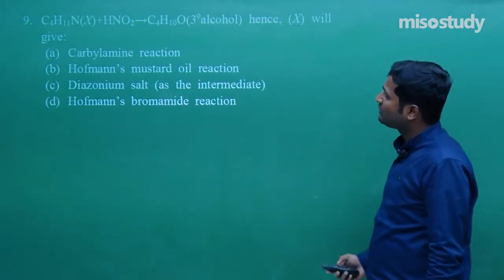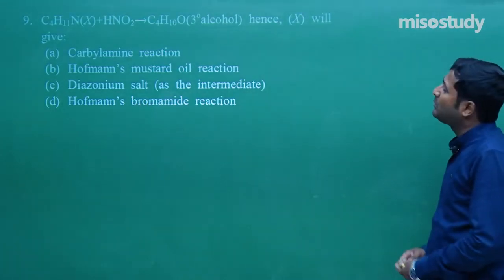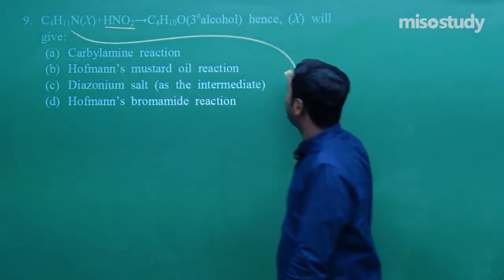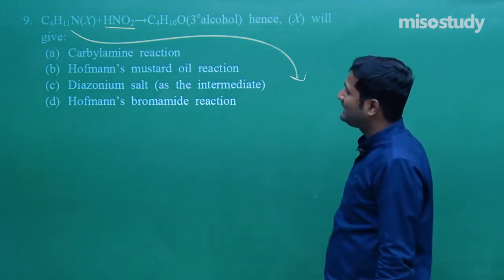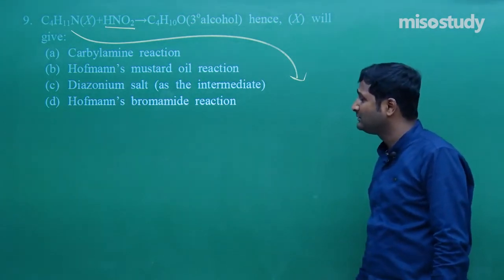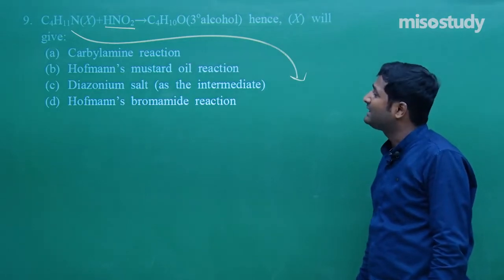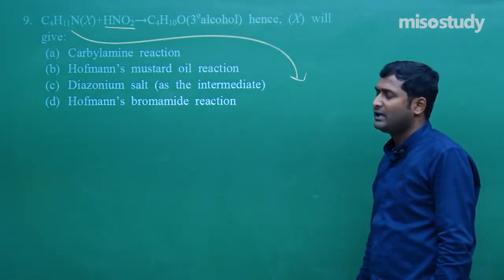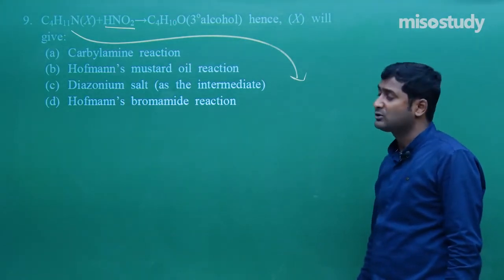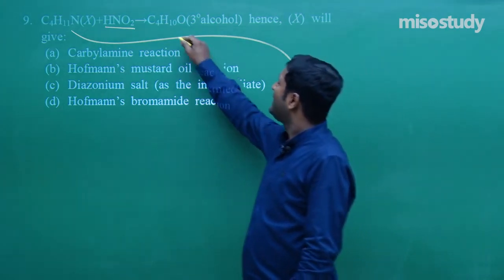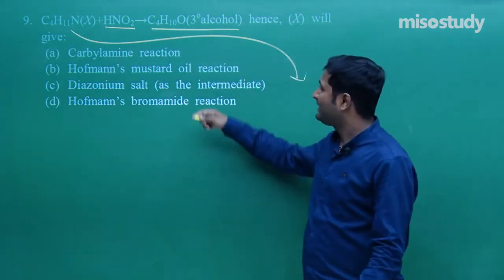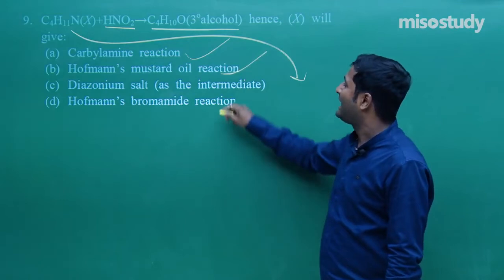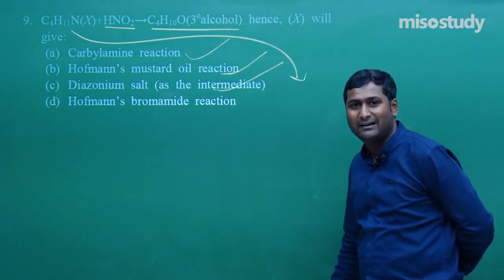Check it out. That is question number 9. Now tell me what will happen. With HNO2, if it is giving alcohol, then definitely this one is a primary amine. So it gives definitely C4H9. If I take the isomeric forms, there are various isomers, around 4 types of primary amines. Here it is given that it is a 3-degree alcohol. Then definitely X can give carbylamine reaction, Hofmann mustard oil reaction, and diazonium salt as the intermediate.